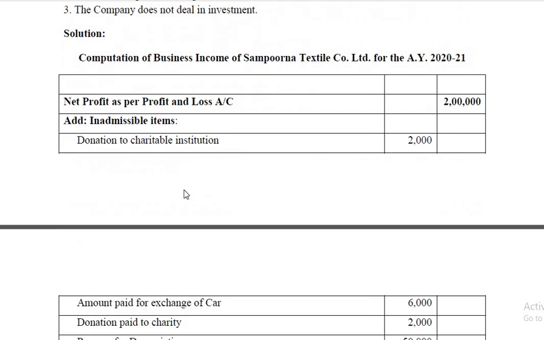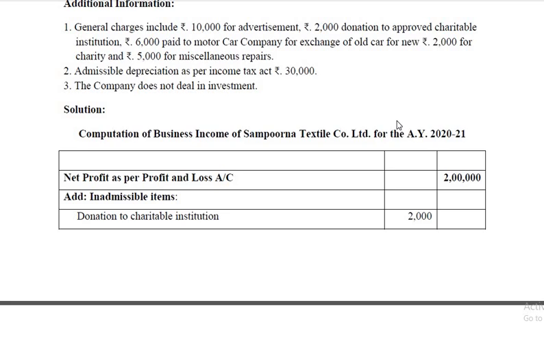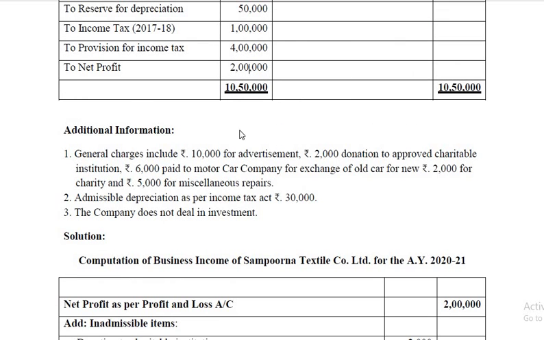Just have a glance over the solution. I have already explained. Though total income consists of 4 heads here, business income is computed separately because it involves so many items. It is separately calculated, and the final answer will be taken directly to the total income statement. Net profit as per profit and loss account is 2 lakh. You can find here 2 lakh.